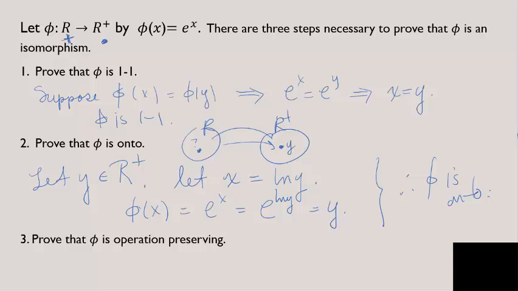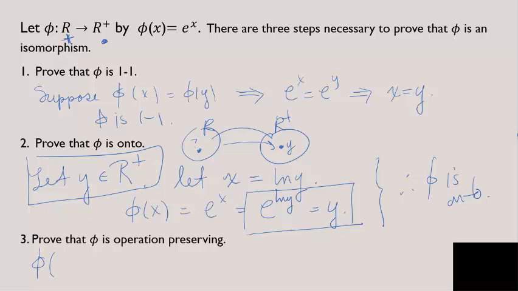Now in something like this, you don't have to introduce x. You could just say this: give yourself a y, e to the ln y is y, and the natural log of y is in the real numbers, so you've shown it's onto. Now we need to prove that it is operation preserving.